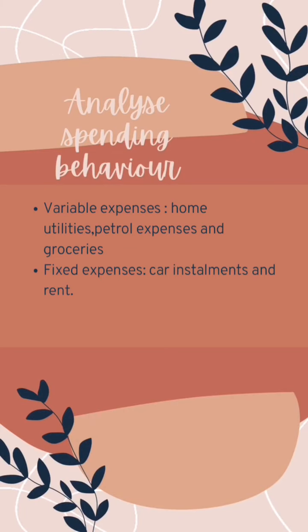Number 4 is analyze spending behavior. For this part, it is divided into two types of expenses, which are variable expenses and fixed expenses. For variable expenses, we use our money to pay home utilities, petrol expenses and groceries. For fixed expenses, we use our money to pay car installment and rent.